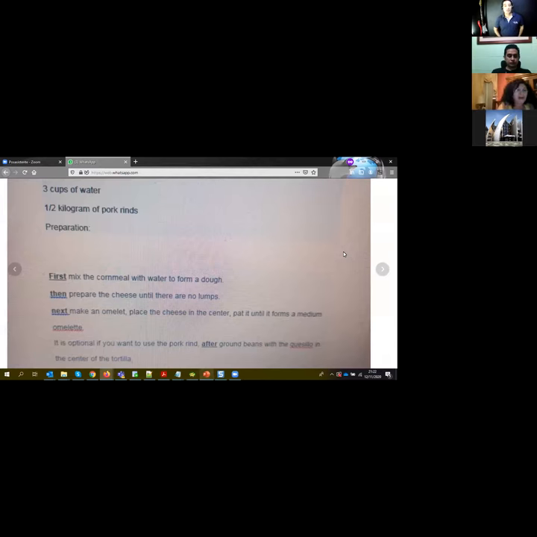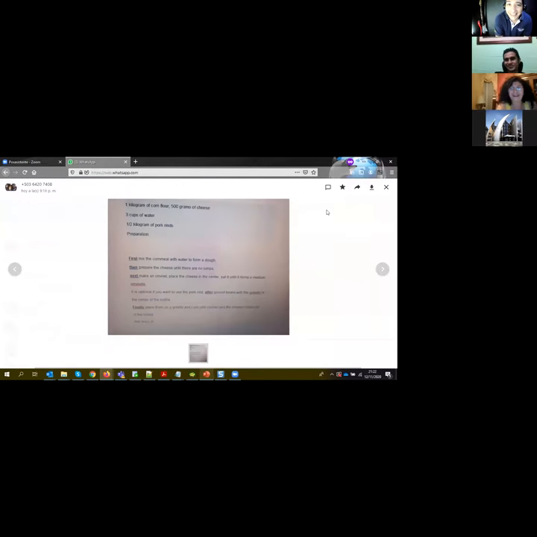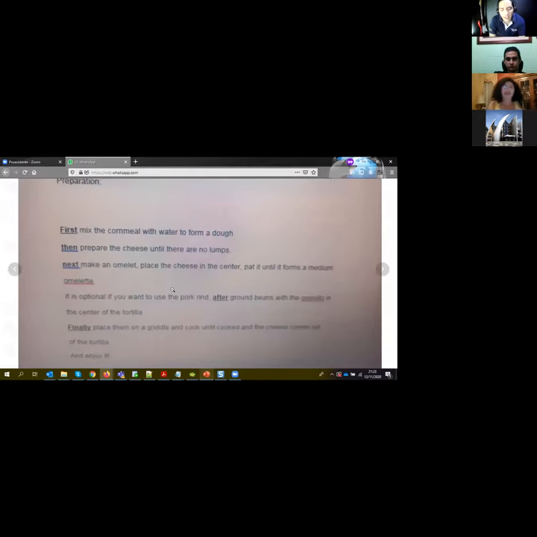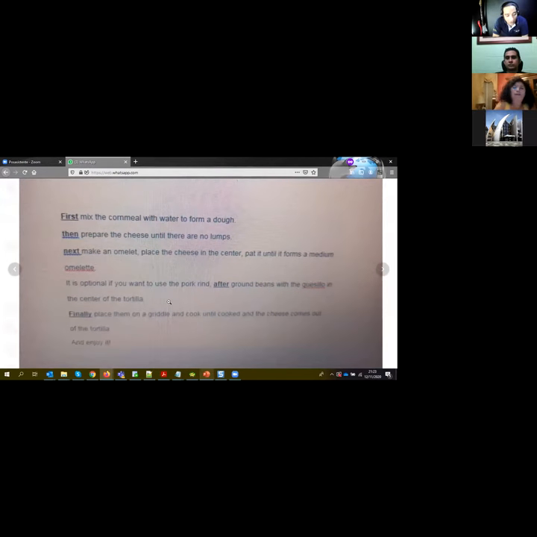Half a kilo of pork rinds. What is that? Pork rinds. No me dice que son tripas de cerdo. No, como chicharrón o algo así. It's delicious. Sí, chicharrón. La tripa es la tripa. Yeah, what you use for la sopa de patas. That's something else.